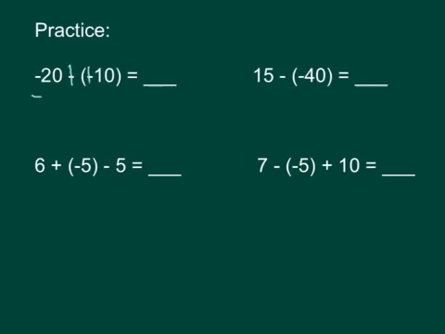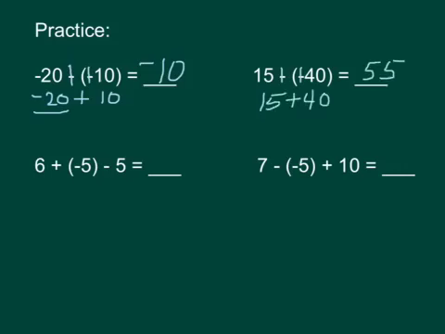So now we're going to work negative 20 plus a positive 10. We're adding integers, so we look to see if the signs are the same or different. They're different. We have more negatives than positives. Subtract 20 minus 10, and we have 10 more negatives than positives. 15 minus a negative 40. Add the opposite, so now we're going to work 15 plus 40 gives us a 55. They were both positive, so we have positive 55.